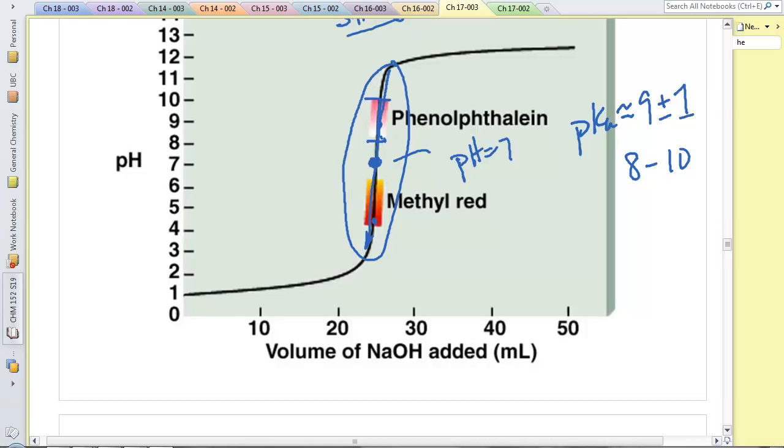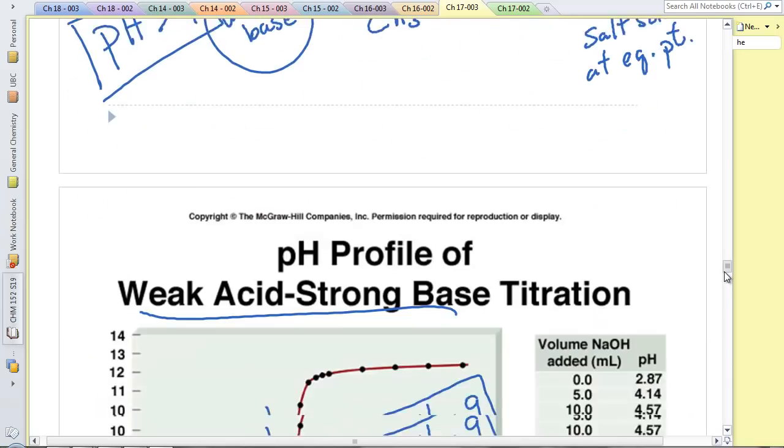Okay, methyl red, as you can see, changes from about pH 4 to 6, which would mean its pKa value is about a 5. So that's why we have different indicators. It depends on the strength of the acid part of that indicator, which has one color, compared to the strength of the base part of that indicator, which has a different color. All right, I didn't do a great job there, but hopefully that got the point across.